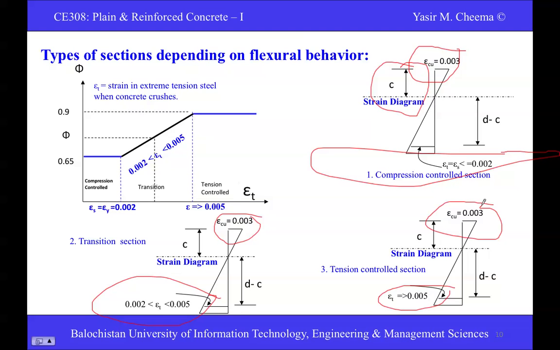Sir, you wrote in the assumption that whatever strain is produced in concrete, the same will be produced in steel. So here we are not using that one. It was for that part. How does the strain become constant, sir? Just give me a minute. I will tell you later on this one.